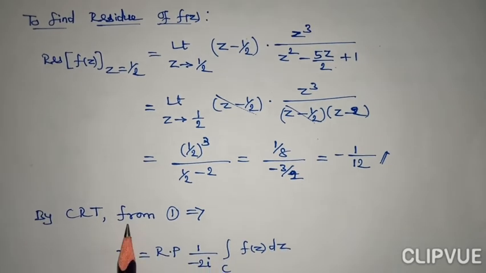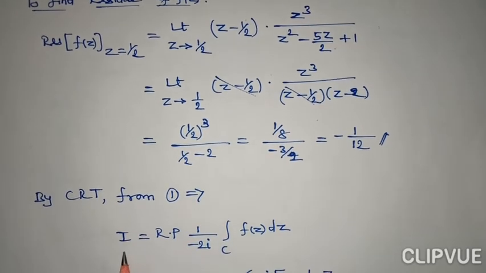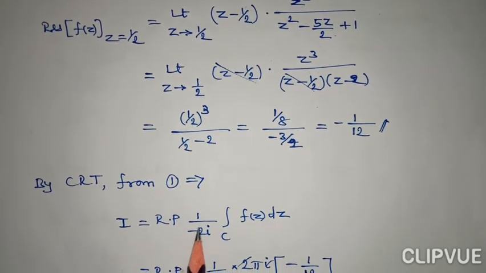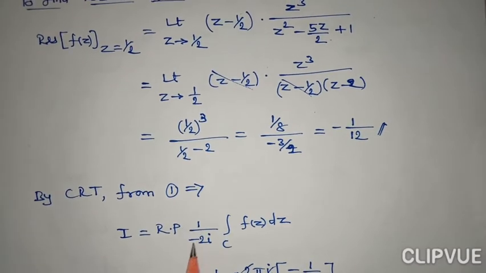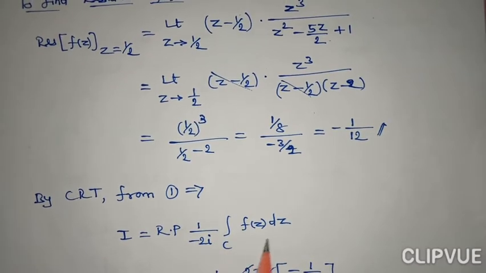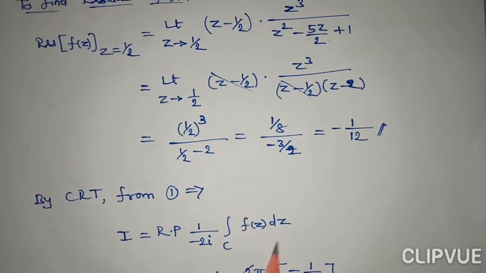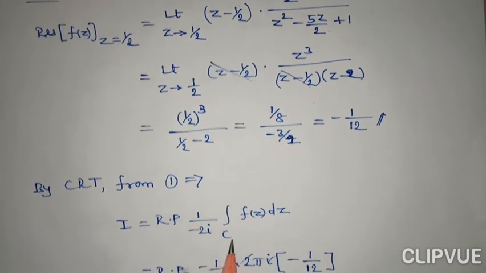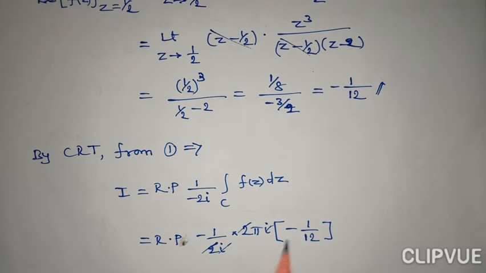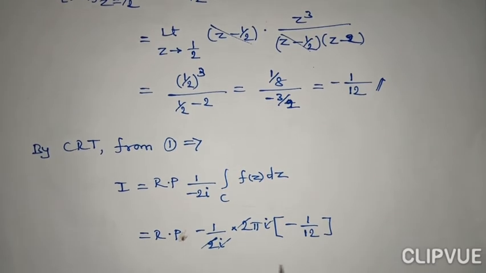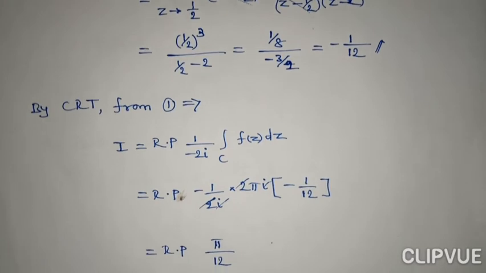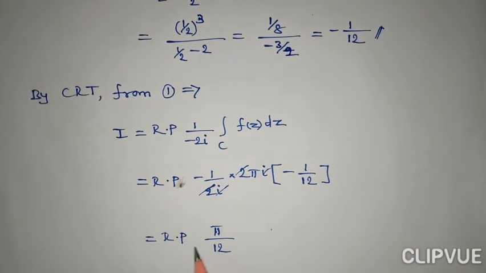Now by Cauchy's residue theorem, from the first equation, the given integral I is equal to the real part of minus i by 2, real part of 1 by minus 2i, integral over C of f of z dz. Now what is this integral over C of f of z dz? By the residue theorem, it is equal to 2 pi i times the sum of the residues. Our residue value is minus 1 by 12. Just simplify this. After simplification, you get pi by 12.